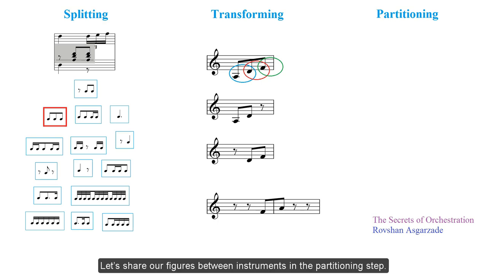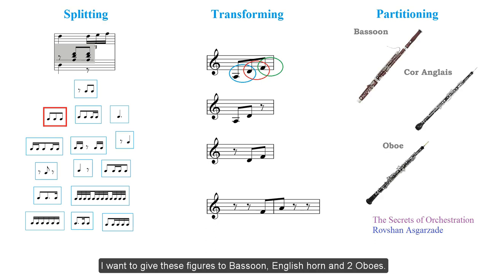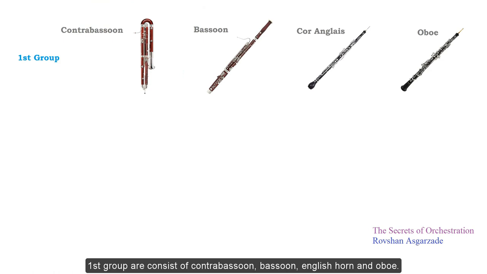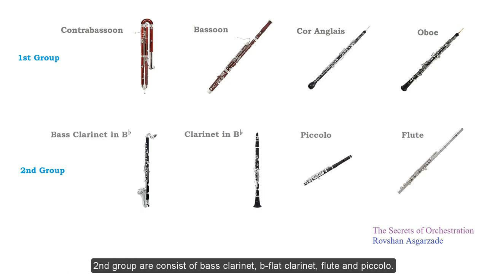Let's share our figures between instruments in the partitioning step. I want to give these figures to bassoon, English horn, and two oboes. There's a question of why I share it between these instruments. The answer is simple. The woodwind section divides into two groups depending on sound character. The first group consists of contrabassoon, bassoon, English horn, and oboe. These instruments are similar to each other in sound. The second group consists of bass clarinet, B flat clarinet, flute, and piccolo. These instruments are also similar to each other in sound.